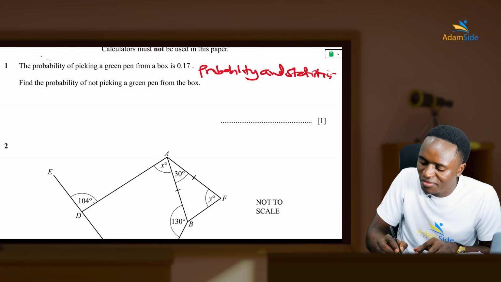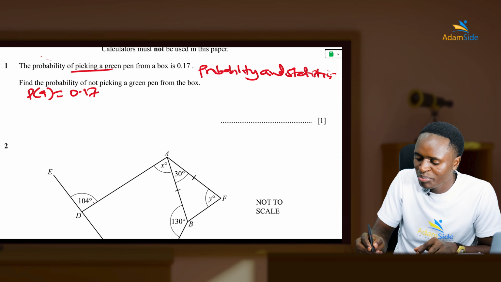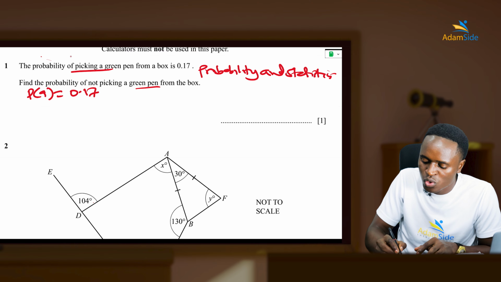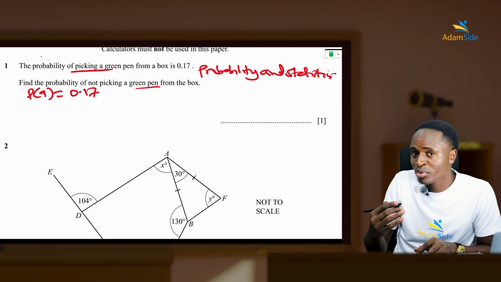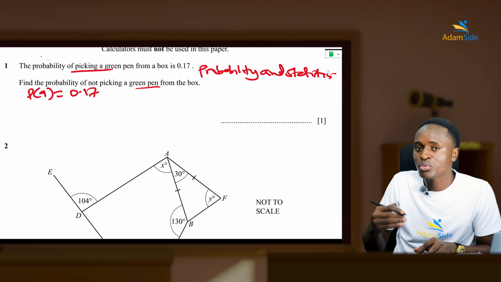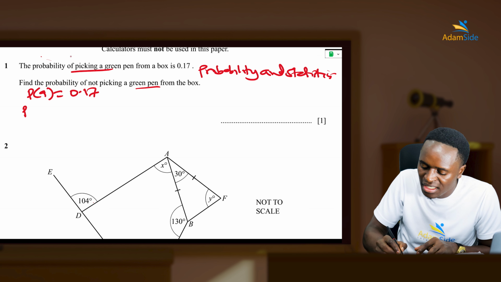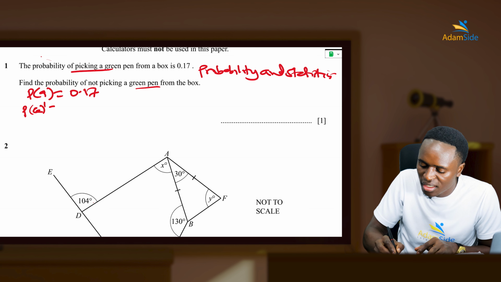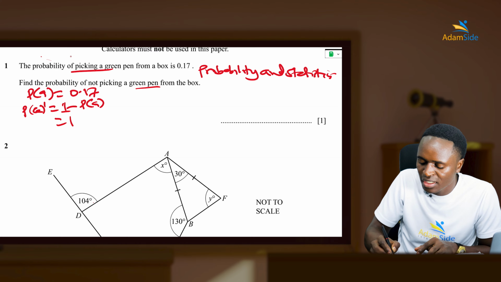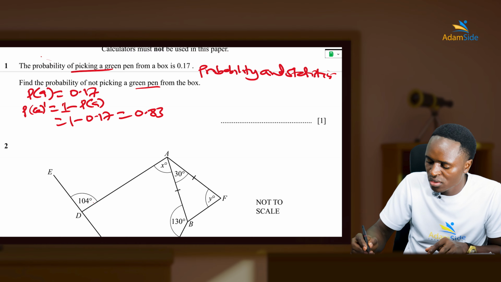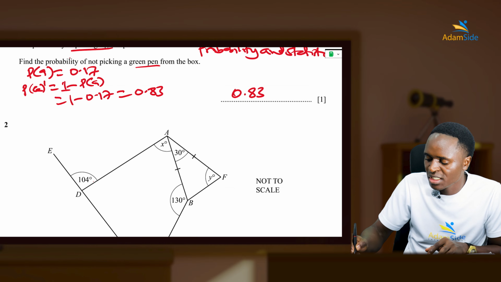Okay, so the probability of picking a green pen from a box is 0.17. Find the probability of not picking a green pen. The probability of an event happening plus the probability of an event not happening should be equal to 1. Therefore, P(not green) is equal to 1 minus P(green). 1 minus 0.17, you get 0.83. This is the answer. 0.83 becomes your answer.